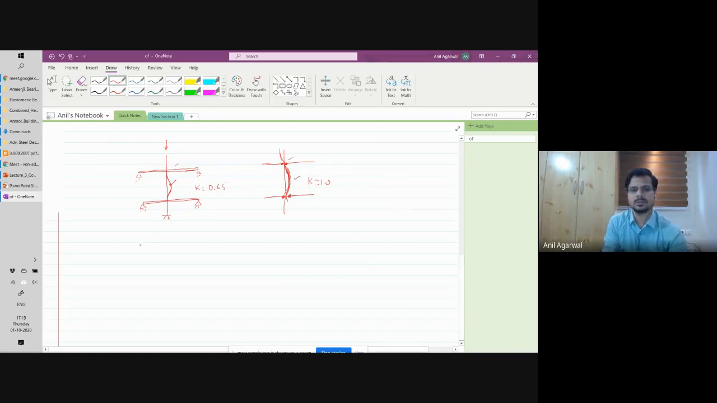Often what you have is this connection is a rigid connection between beam and column. This connection is also a rigid connection. But the beam itself is not rigid. It is flexible.